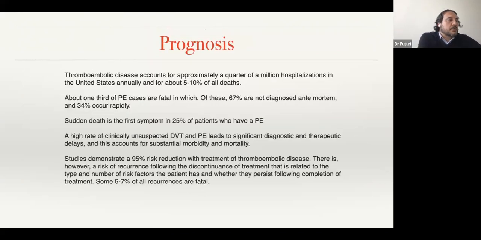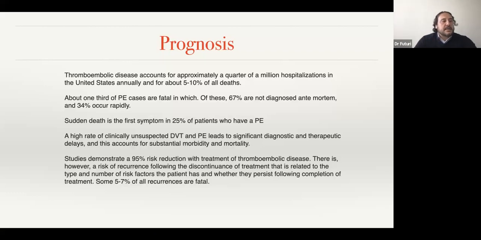The prognosis overall certainly depends on the extent of the DVT or PE, the size and the anatomic location. However, we do know that about 250,000 hospitalizations in the United States happen annually because of this disease. And it does account for about 5 to 10% of all deaths. About 1/3 of PE cases are fatal. And of these, about 67 percent are diagnosed after death. Sudden death is the first symptom in about 25% of patients who have a large pulmonary embolism.